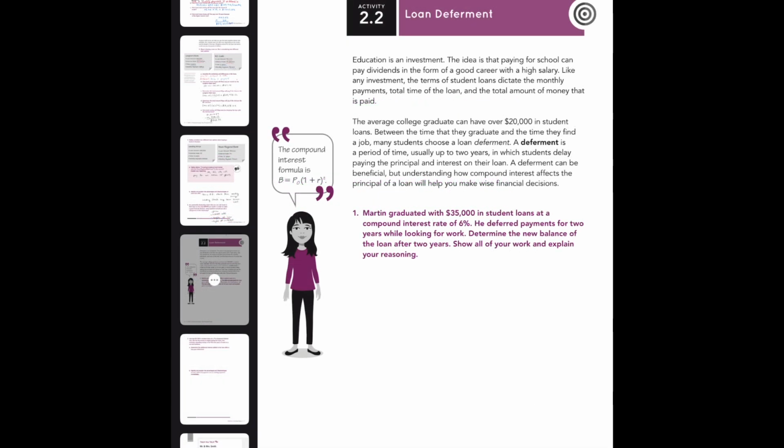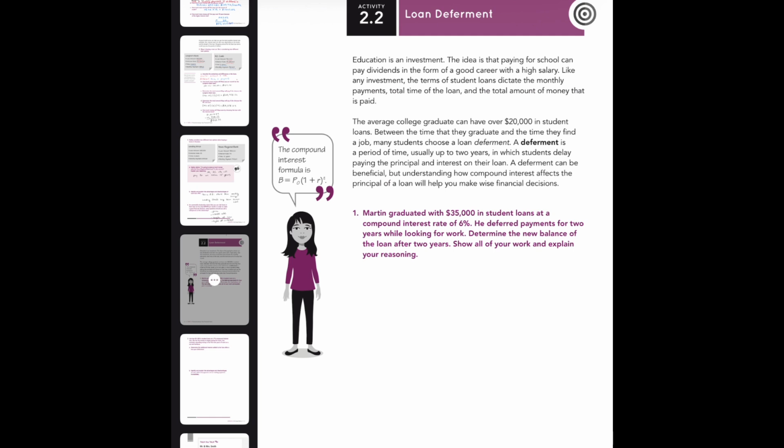All right, moving on to the next page, activity 2.2. We're going to talk about loan deferment. It says education is an investment. The idea is that paying for school can pay dividends in the form of a good career with a high salary. Now, it's best to not have to borrow money for school, but if you have to in the situation you're in, that's fine. But it's best if you can somehow work through school, paying your way. But like any investment, the terms of student loans dictate the monthly payments, total time of the loan, and the total amount of money that is paid.